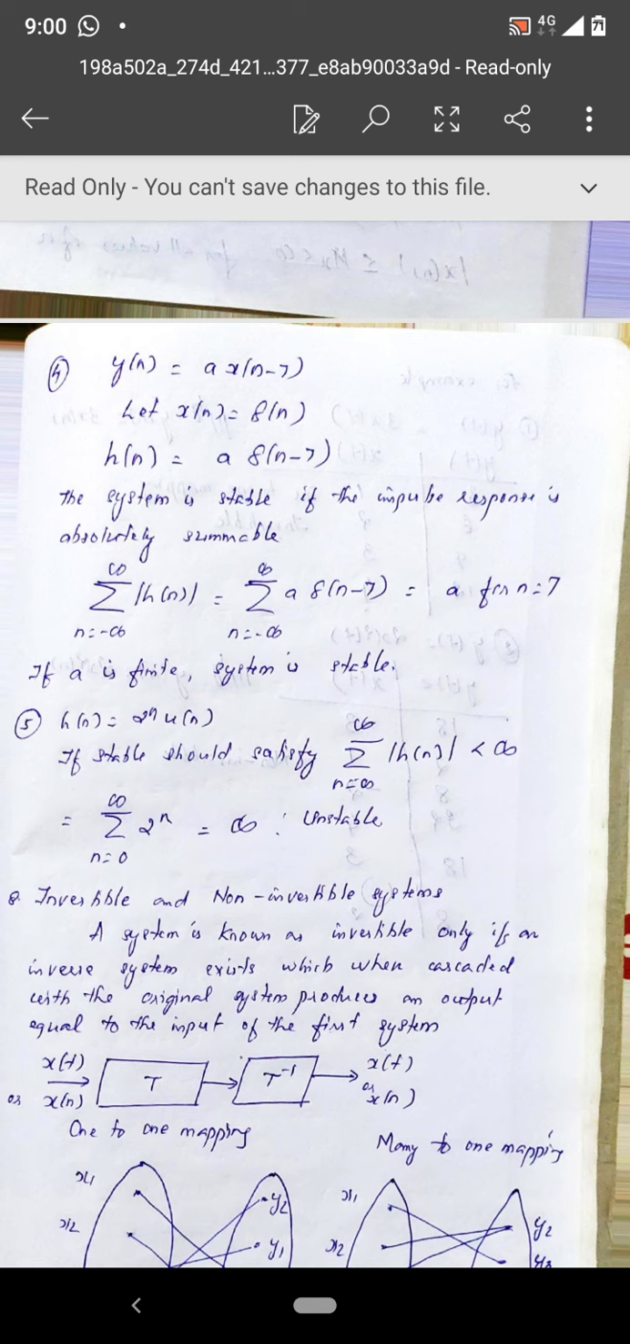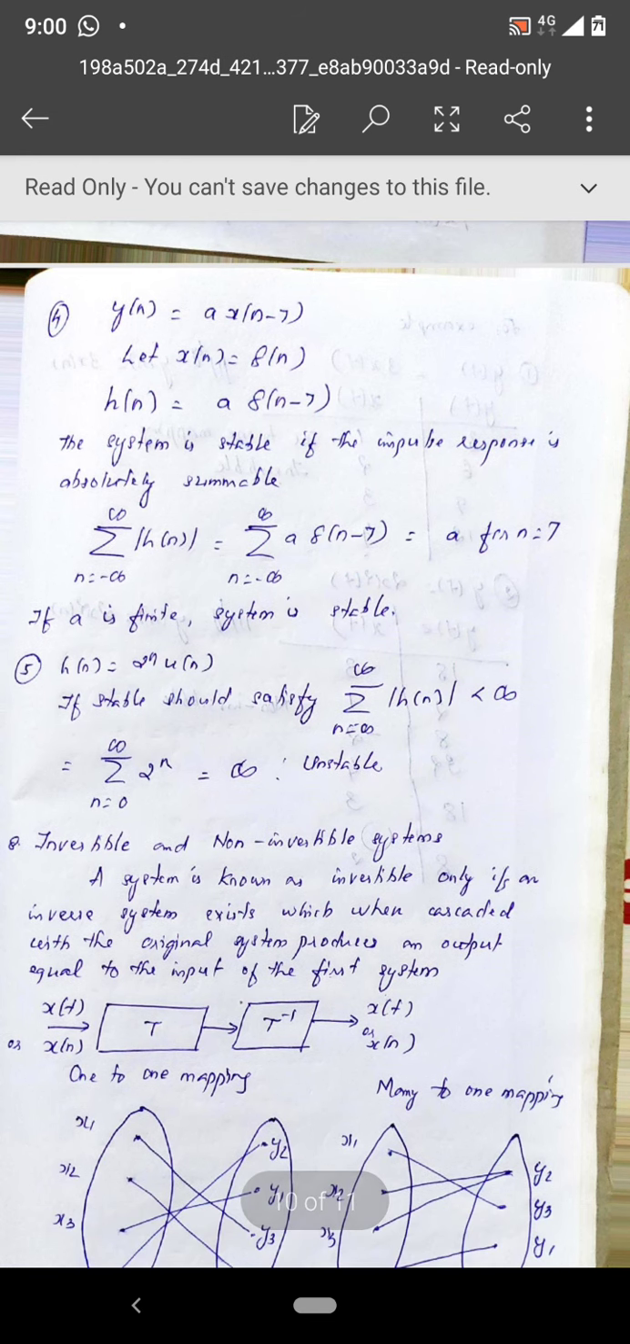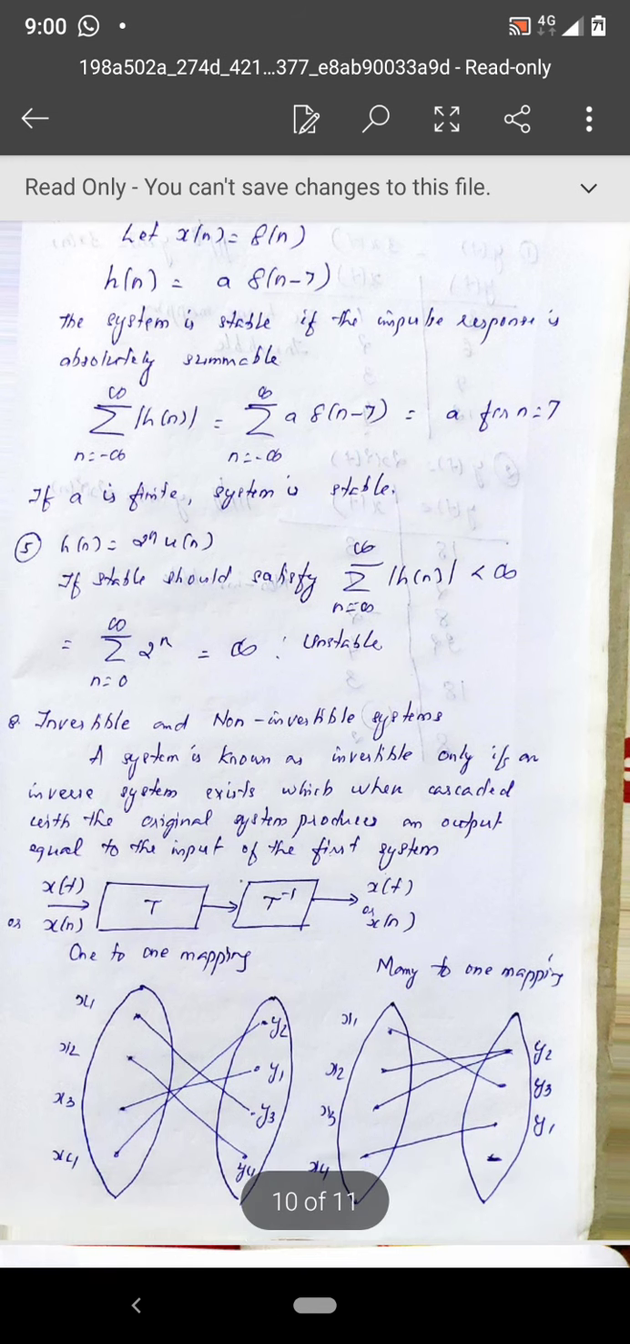So when you add an infinite number of zeros plus a number a, what happens? The result is a. Now, is the system stable or not? You have a result a, but the value of a should be less than infinity. If the value of a is less than infinity, then the system is stable. If the value of a is infinity, then that is meaningless. That system is unstable. Okay.